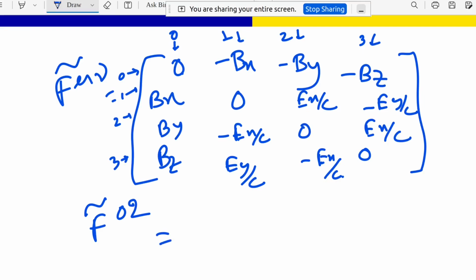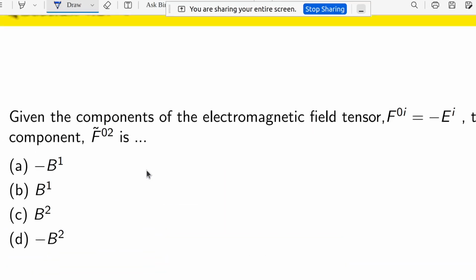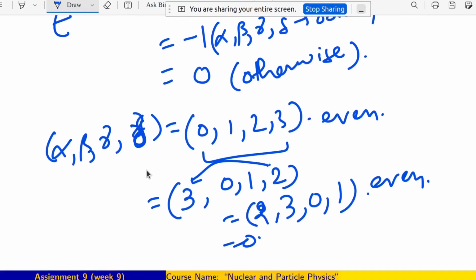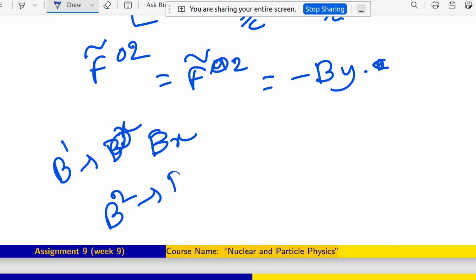They are asking about F 0 2 tilde, which is nothing but the 0 2 element. 0 means the 0th row and 2 means 0, 1, 2. Now you can see it is nothing but minus By. In that option they have written minus B1, minus B1, B1, B2, minus B2. B1, B2, B3 is what? B1 is Bx, B2 is By, B3 is Bz.